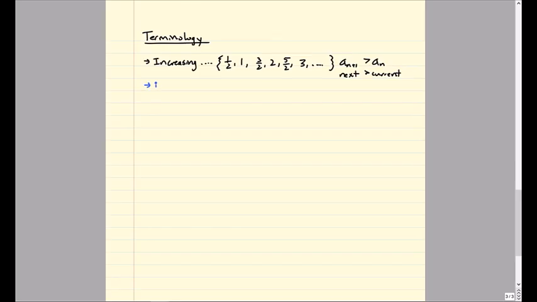We could also talk about decreasing, and it will be the same concept except in the opposite direction. So we could have 0, -1, -2, -3, etc. And for this one, our next term, which is going to be a sub n plus 1, is always going to be less than my current term. So next is always less than current.